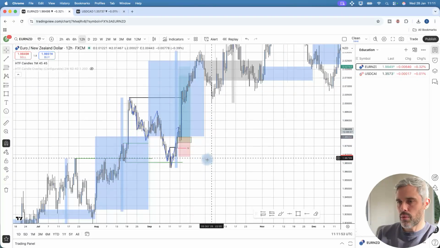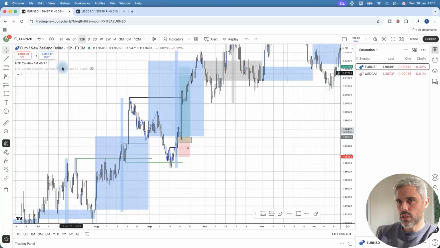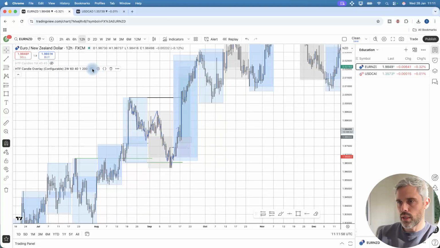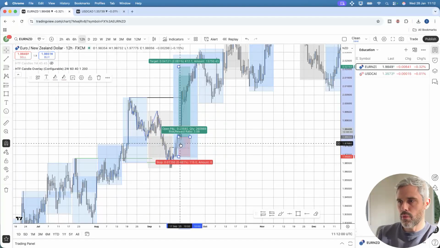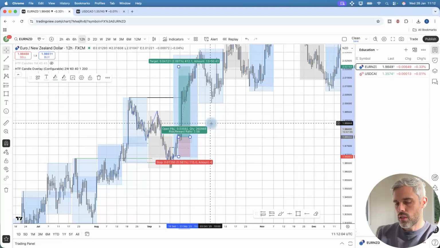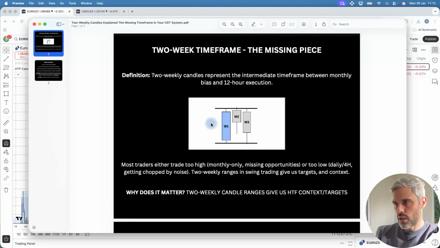So what we're doing is combining monthly thinking with the execution on 2-week timeframes to get into high probability trades that play out for over 3R multiples. So let's look at some theory before going over another example. So the 2-week time frame is the missing piece.